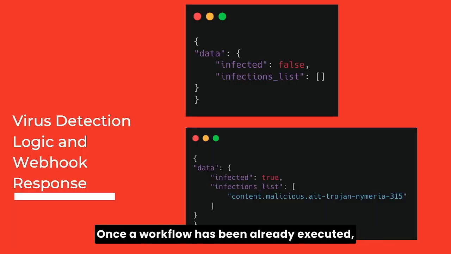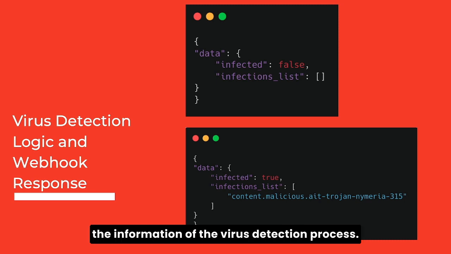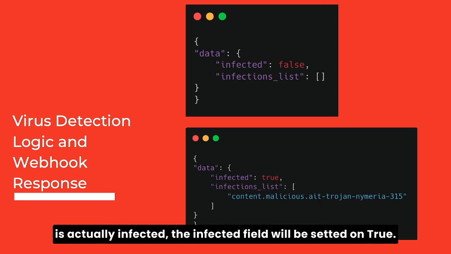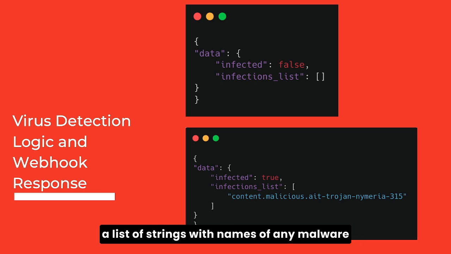Once a workflow has been executed, you will get a response with all the information of the virus detection process. The first case is if the file is not infected. If this is the case, you will have the field infected set to false. And in the case that the file is actually infected, the infected field will be set to true. Additionally, you will find an infection list, a list of strings with the names of any malware found in the file. And if the file is not infected, the infection list will be empty.